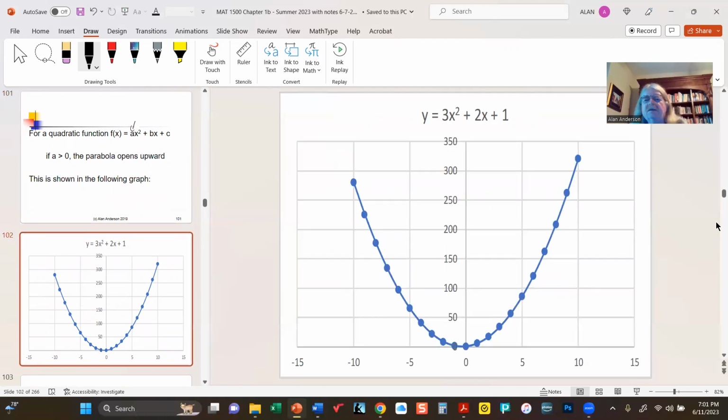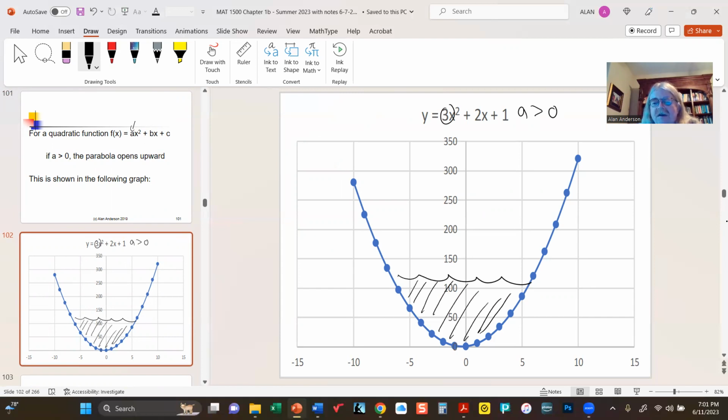Like this one, for example, a is 3, 3 is positive, therefore this one faces up. In fact, some people, you hear this sometimes, say that it holds water, a very imprecise, informal way of describing it. But yes, it's like an upside down umbrella, basically. And if you left it out in the rain, it's going to get filled with water.